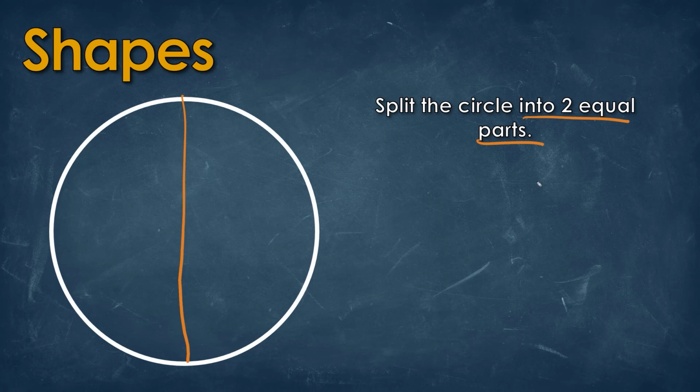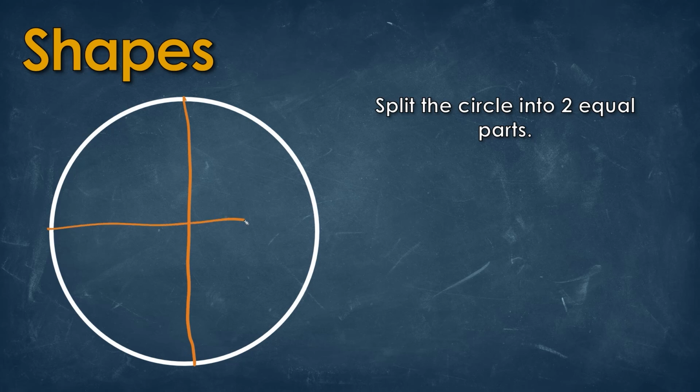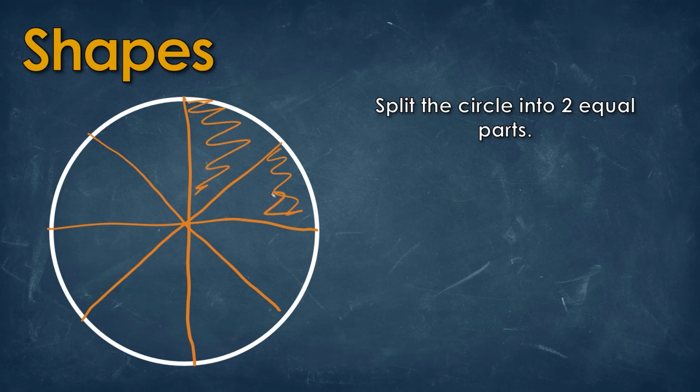Okay, what if we had 4 equal parts? Well, we can cut it up here. So now you can see it has 1, 2, 3, 4 pieces. Well, we could do even more. Say we run a line here, here, and here. Well, we can put as many lines as we want. As long as each section is the same area, the same slice as each of these other sections, we can make a circle into as many equal parts as we want.